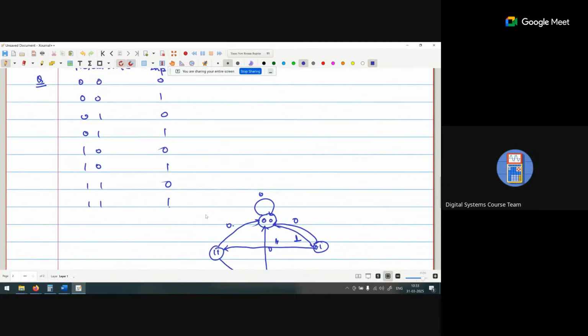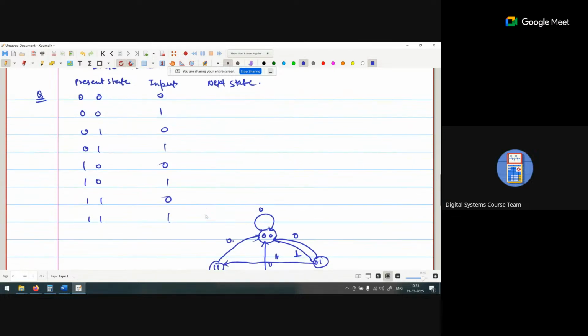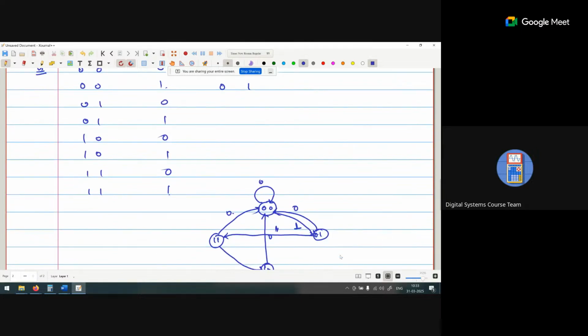Now with respect to this, can I draw the table? The present state is 0 0, input is 0. What is the next state? It is 0 0. When it is 0 0 and the input is 1, it will move to 0 1. On 0 1, when the input is 0, it goes to 0 0. For 0 1, input is 1, it will move to 1 1.